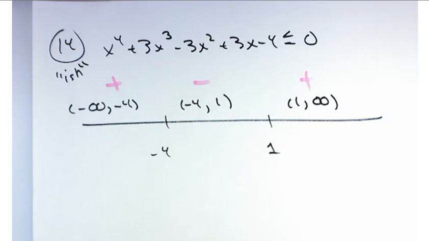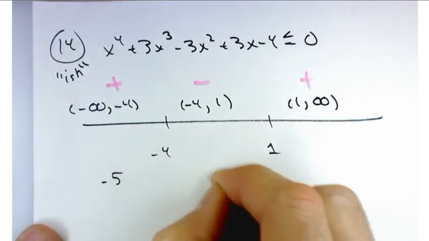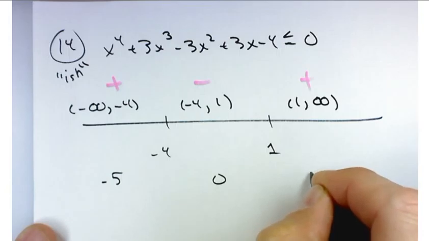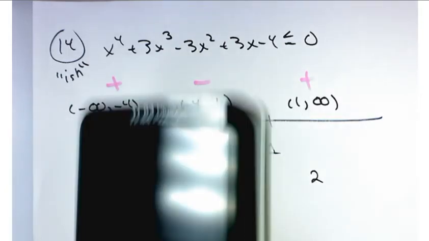Are you seeing that when you look at the graph? Is the graph speaking to you in that way? If it's not, then what you could do is test some points. You could test, say, -5, 0, and 2. And you should get the same information.